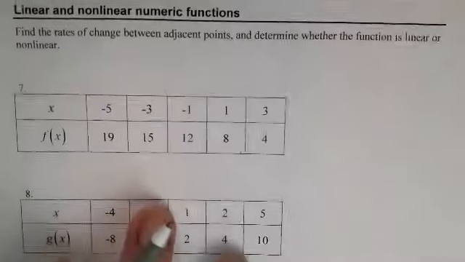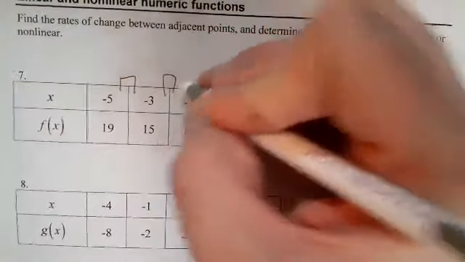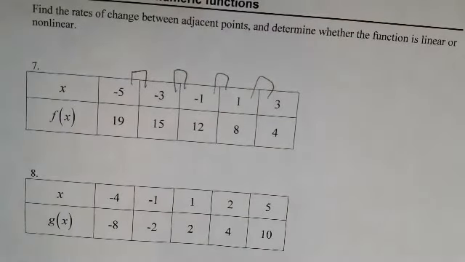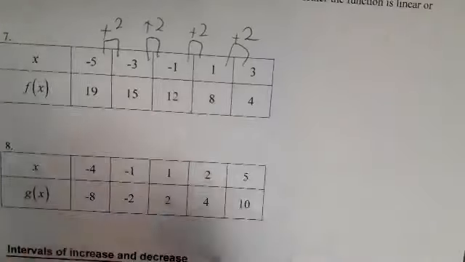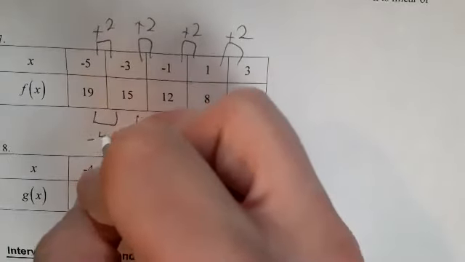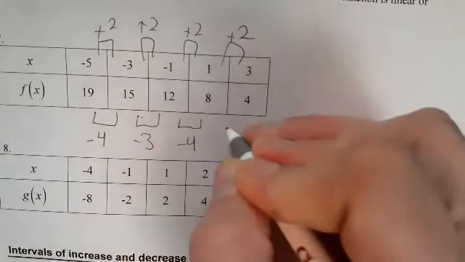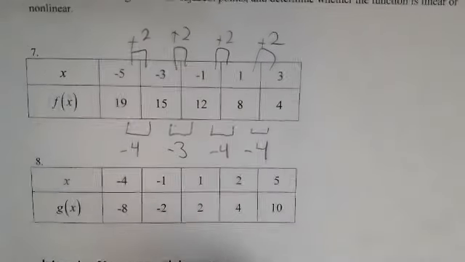Okay. So if we're looking at this one, to find slope from a table we have to find our change in x and our change in y. Our change in x is going up by 2 each time, the same amount. For the change in y, the first one goes down by 4, this one goes down by 3, this one goes down by 4, and this one goes down by 4.